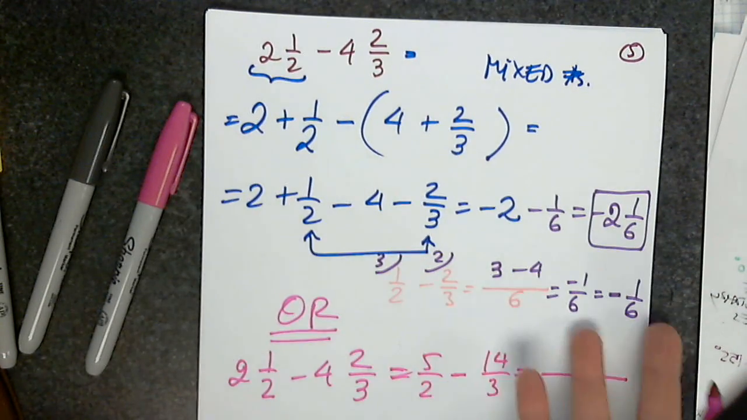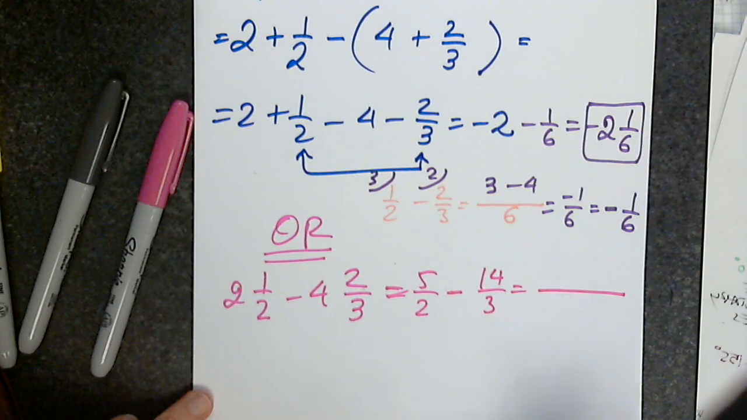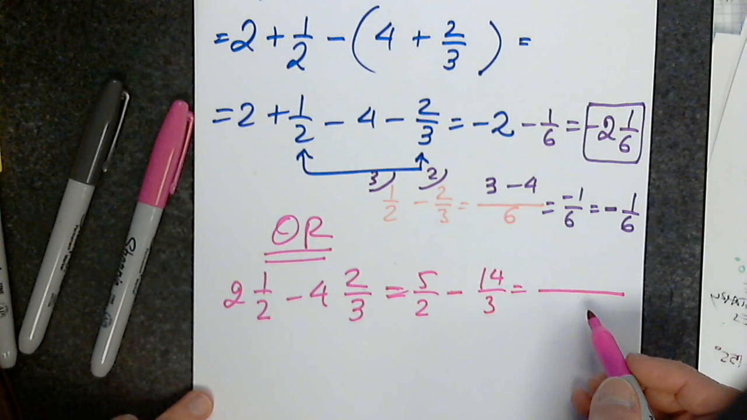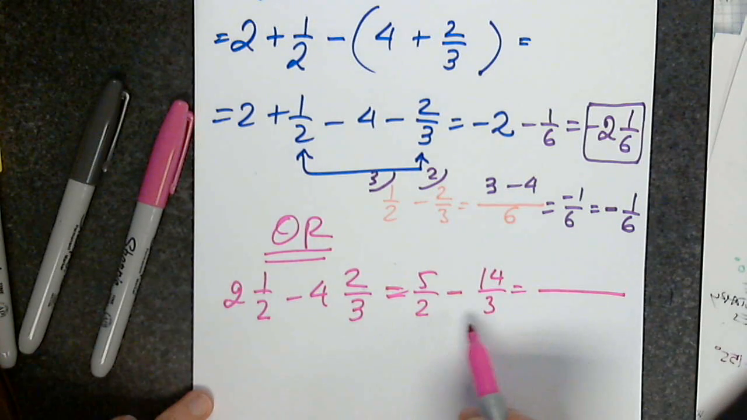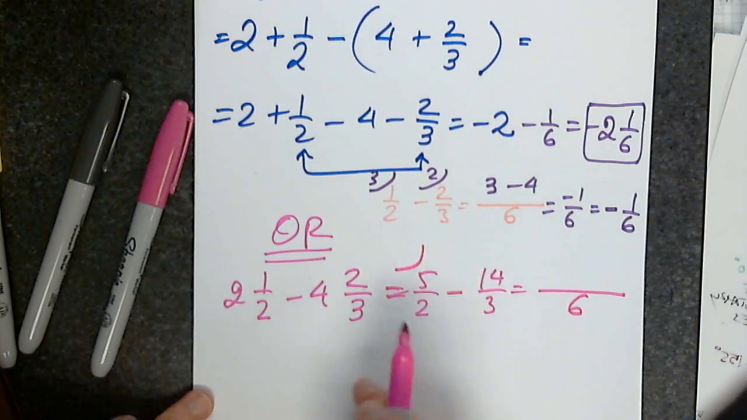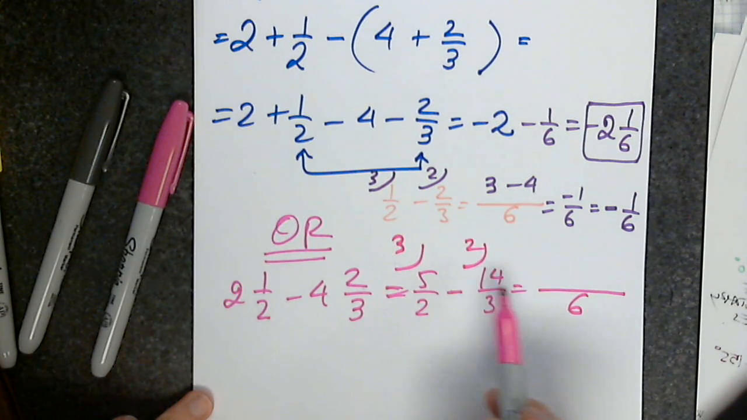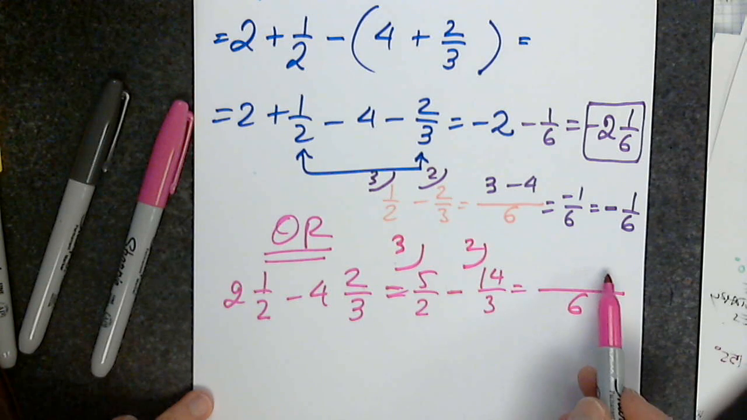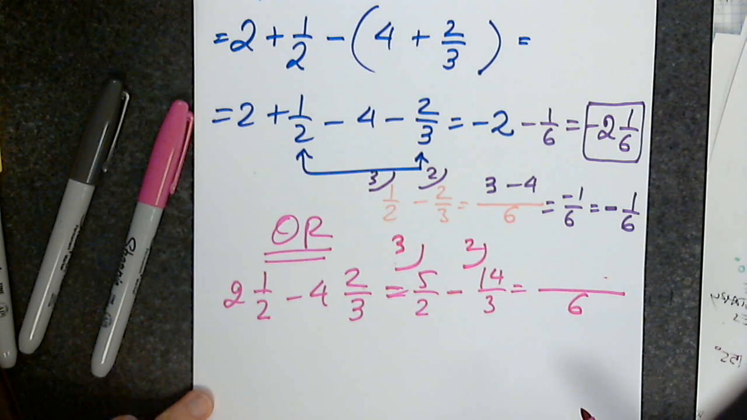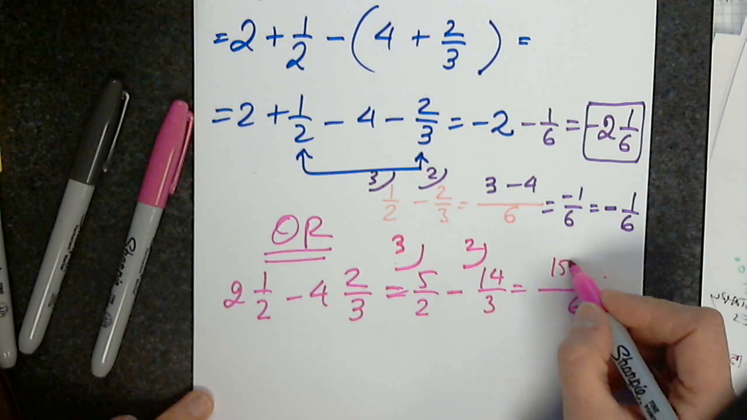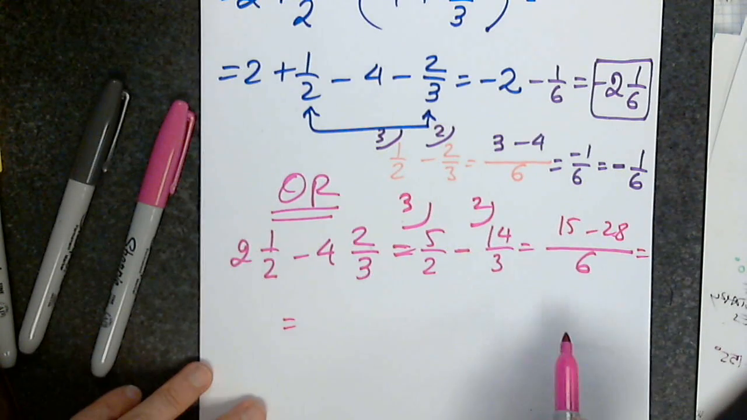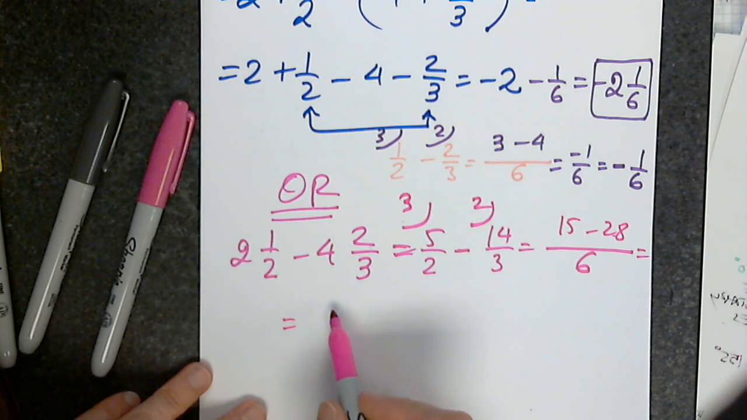I agree. I would have to agree with you if you say so, but I got a different answer. Not possible. The answer has to be the same. So let's do this together. The least common denominator is 6. This one needs? Very good. This one needs 2. So now, what do I have at the top? 15 minus 28. Very good. 15 minus 28 is negative?